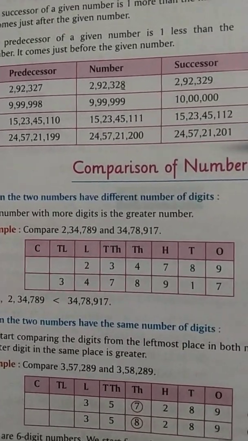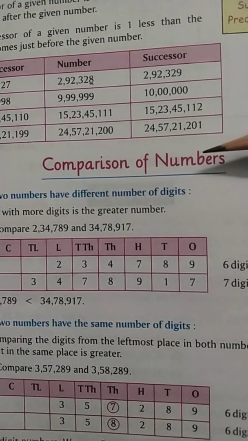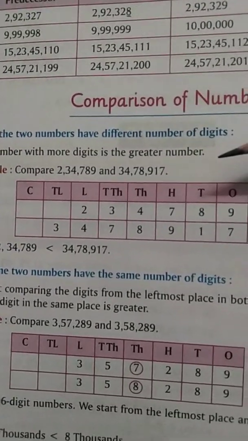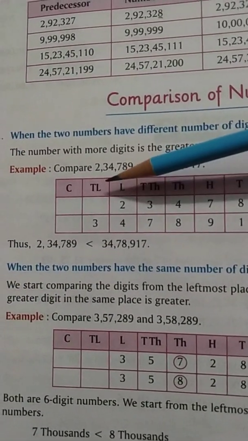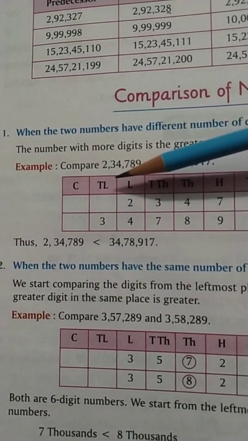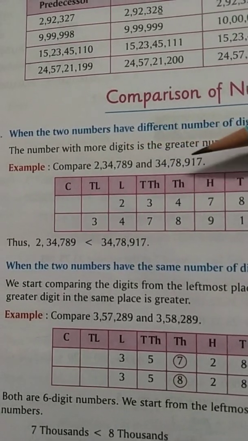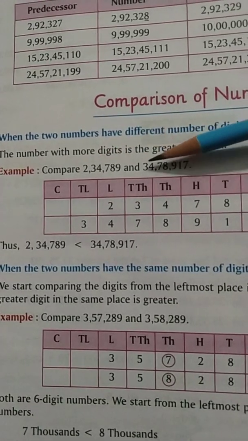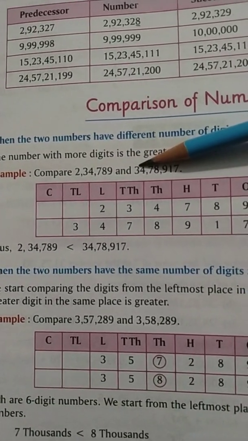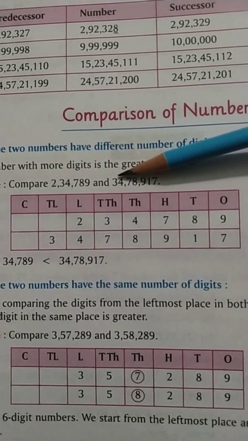Now let's understand comparison of numbers. Kids, while comparing numbers, we first of all compare the greatest place. Likewise, here two numbers are given. One is at lakh place and the other has 10 lakh place. So obviously 10 lakh will be the greater one.